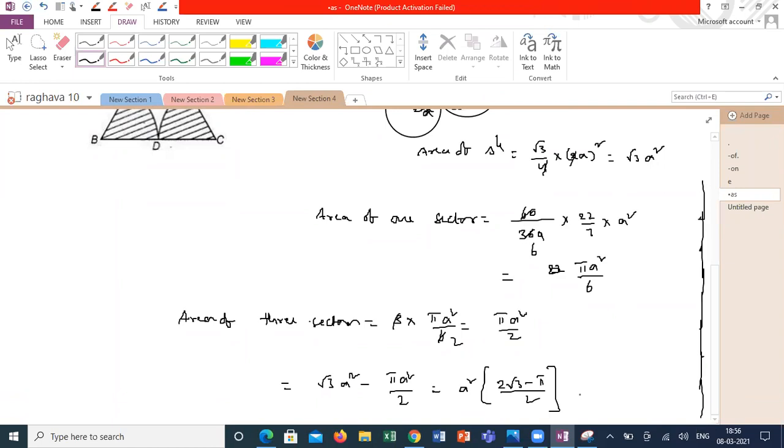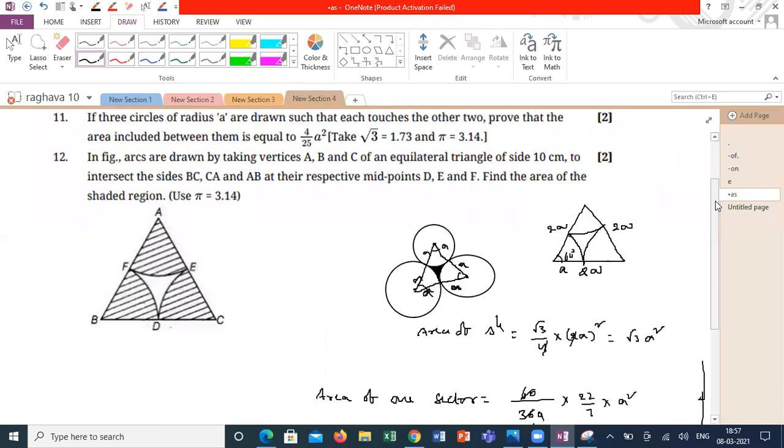So if you put the values, then you will get 4 by 25 approximately, as they said. Now, how to do this question? See here, these are the 3 segments. Each side is 10 centimeter, they gave. It is asking the shaded region. Shaded region means only the three sectors. So each sector is the same. The 3 sectors have the same radius and the same angle, 60 degrees.